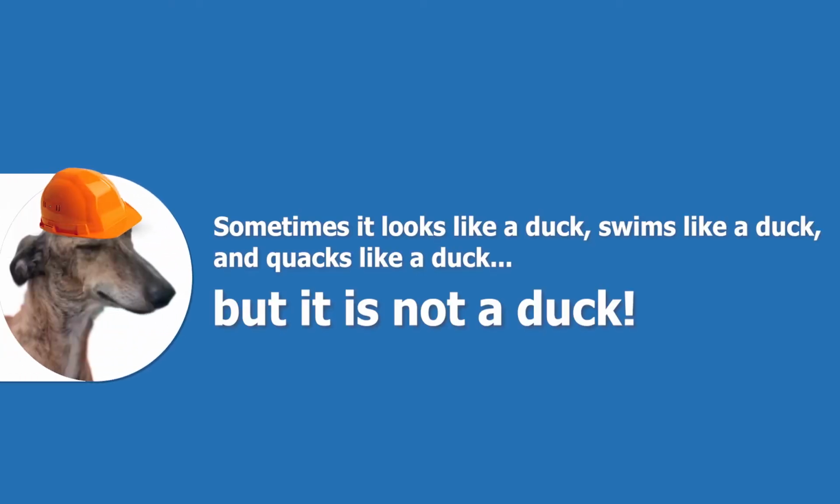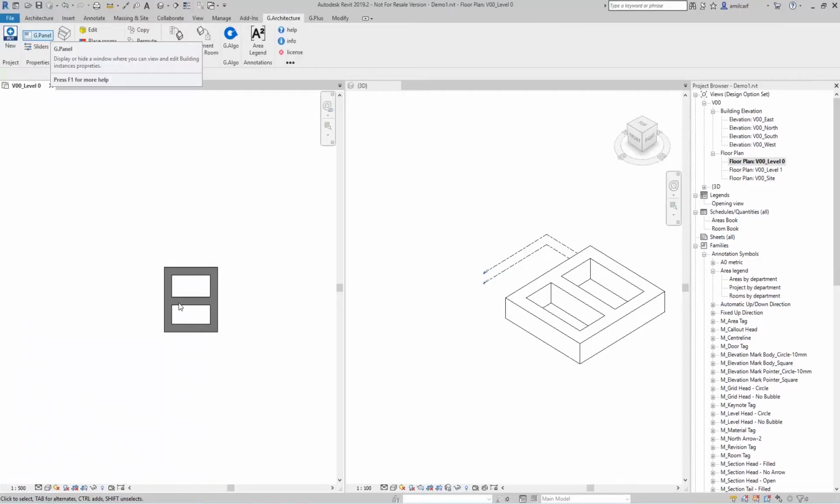Although Revit identifies it as a wall, there are some critical differences. Therefore, when editing the properties of a building instance, you must use the G-Property panel instead of the Revit Properties panel. You can find the G-Property panel in the G-Architecture tab. This panel works and looks like the Revit Properties panel. Yet it's a bit different.